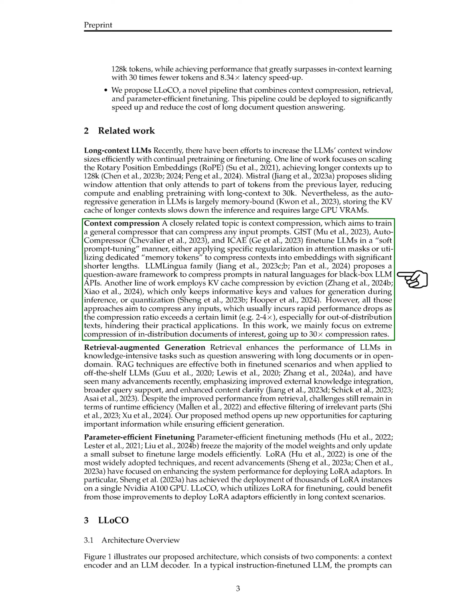Another related topic is context compression, which aims to train a general compressor to compress any input prompts. Various methods like GIST, autocompressor, and ICAE use different techniques to compress contexts into shorter embeddings. Additionally, there are approaches that compress the KV cache through eviction or quantization. However, these methods may lead to performance drops when the compression ratio is too high, especially for out-of-distribution texts.